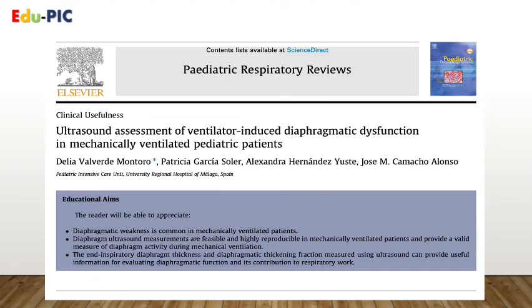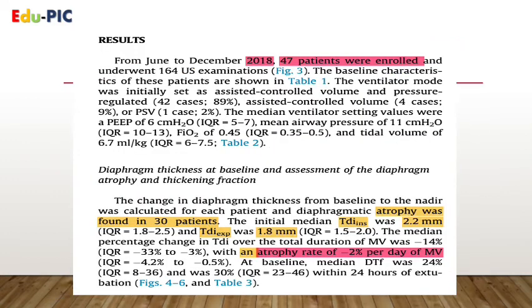Here also is an interesting study talking about ultrasound assessment of ventilator-induced diaphragmatic dysfunction in mechanically ventilated pediatric patients. This study was done over 47 patients who were enrolled, and the atrophy surprisingly was found in 30 patients. So 30 patients out of 47 had this atrophy.